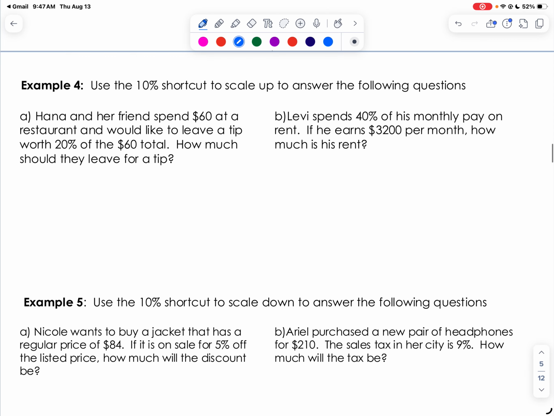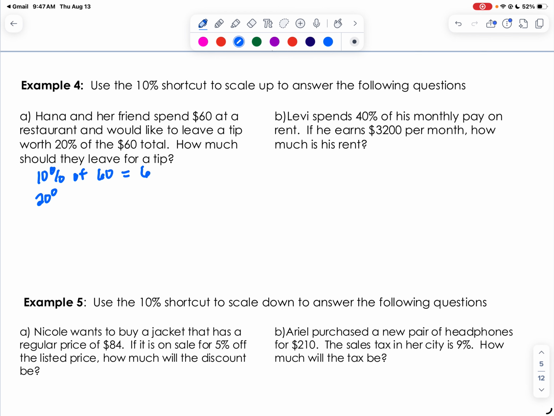Hannah and her friend spend $60 at a restaurant and would like to leave a tip. They want 20% of the $60 total. How much should they leave for a tip? Now, in this problem, we're trying to calculate 20% of $60, but we're going to get 10% first. So 10% of $60 would be $6. We're just moving our decimal one place.